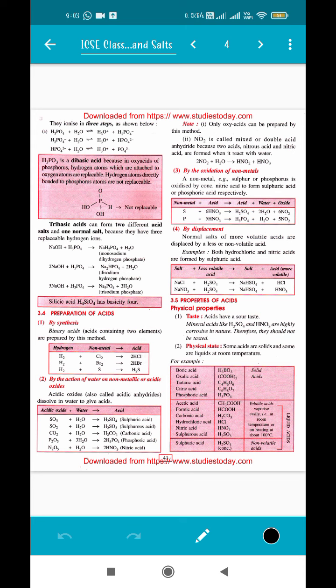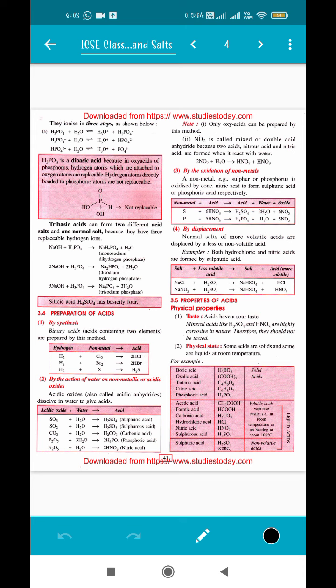It ionizes in 3 steps, again the same thing. H3PO4 plus H2O will give you H3O+ first of all, and then from the acid one hydrogen is getting removed, so H2PO4-. Again, now H2PO4- will react with water and it will produce H3O+, and again from H2PO4- one hydrogen is getting removed, so we are getting HPO4 2-.